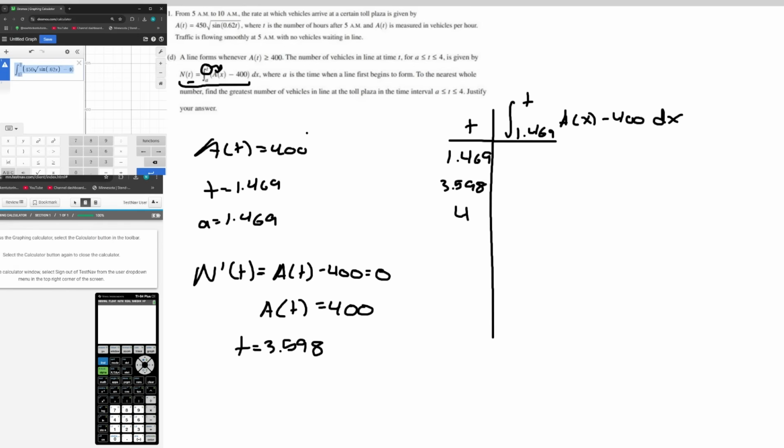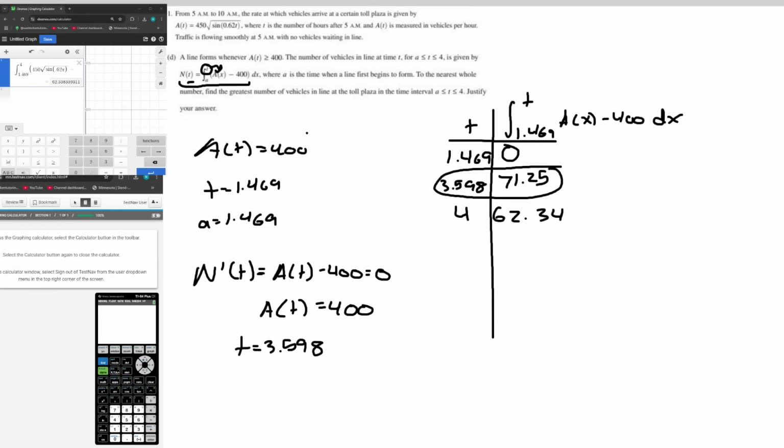Okay, and so now let's set our bounds. The first one is the integral from 1.469 to 1.469, and that's just going to be 0 because the integral from something to itself is 0. Then we would check at 3.598, and we're going to get 71.25, and then finally we have to check at 4. We're going to get 62.34, and so this looks like our maximum.